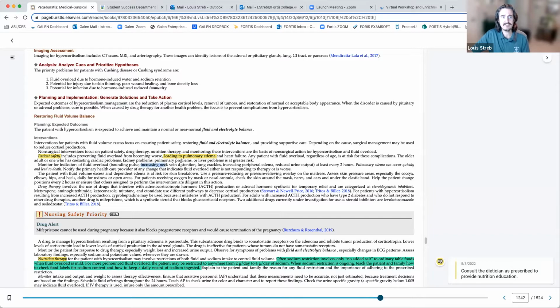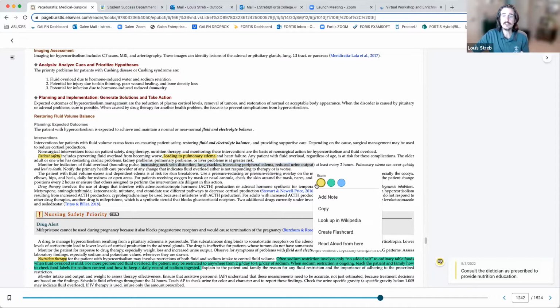It could be increased neck vein distension, because guess what happens? Left-sided heart failure leads to right-sided heart failure. Lung crackles, increase in peripheral edema, reduced urine output. Y'all, these are things you have to know.